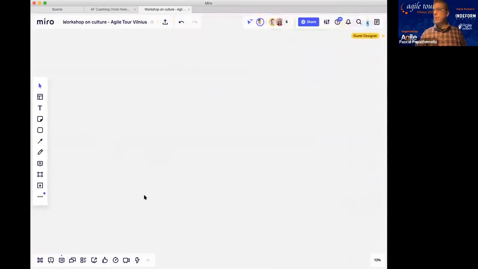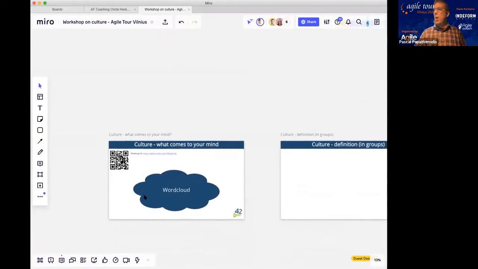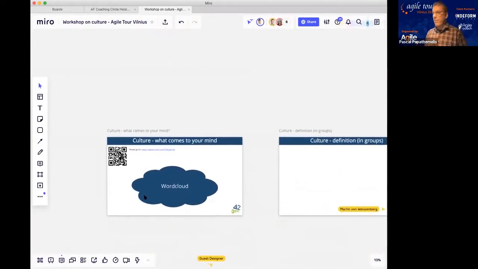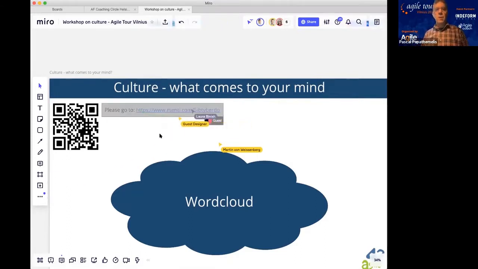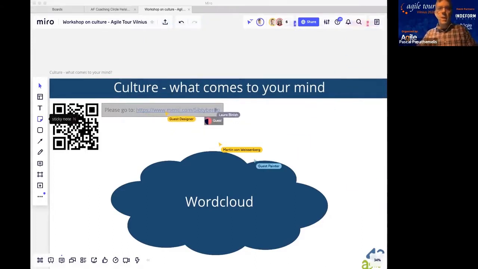If I move further on, we have the first exercise, or first warm-up, related to culture. If you see this Mentimeter, you can also take your mobile phone and answer. There is also this QR code. Go there and just write any kind of word that comes to your mind when you hear about culture. And I will present the results in a moment.